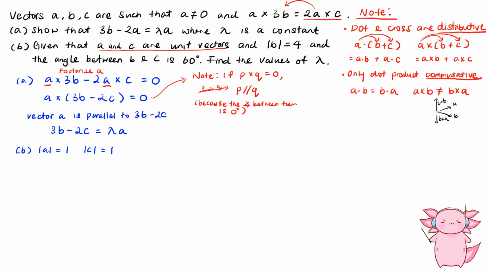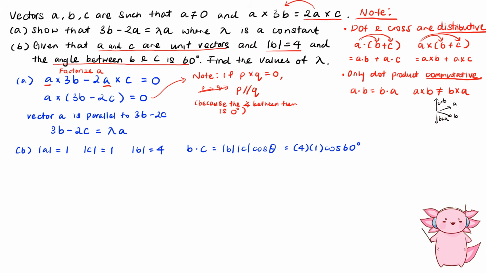Since A and C are unit vectors, the modulus is 1, and since the angle of B and C is 60 degrees, B dot C is equal to the modulus of B times the modulus of C times cosine 60 degrees, which is equal to 2.